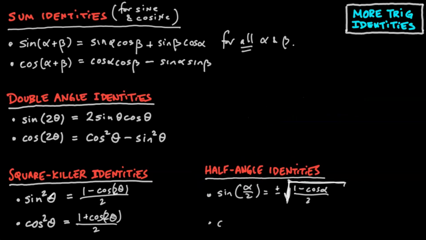And of course, I could do the exact same thing to get an identity for cosine of alpha over 2. How would I do it? I would start with my square killer, take square roots of both sides, and then in place of theta, put alpha over 2. So I would end up on the right side with almost the exact same thing, except I have a plus where I had a minus before.